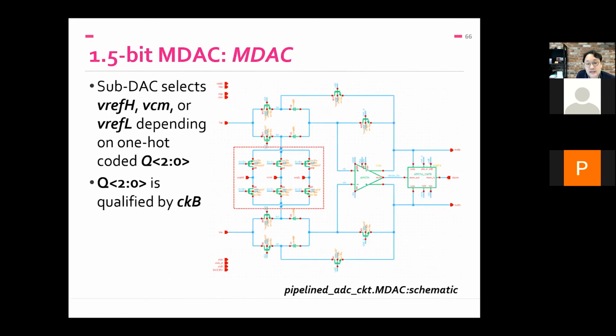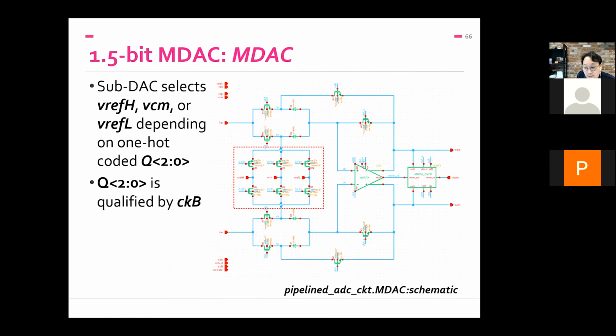Now, the next stage is MDAC, short for multiplying DAC. This is again a switch capacitor circuit. It will take the digital input and analog input. For the digital input, it will translate that into an analog signal through a DAC. And it will take the difference between the two, like do the subtraction, and multiply the result by a factor of 2. That's what this MDAC does.